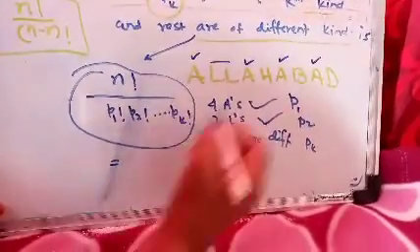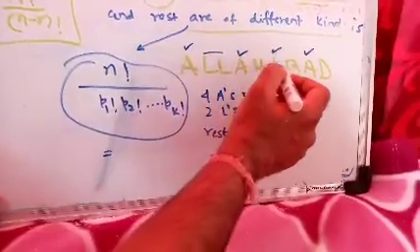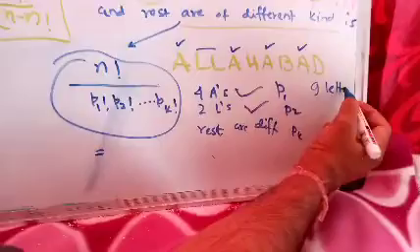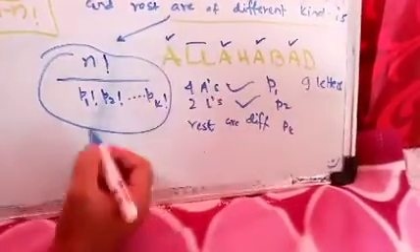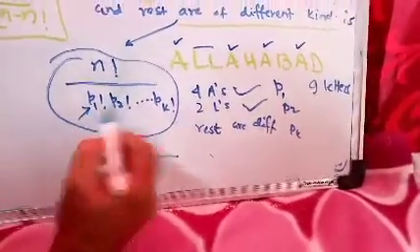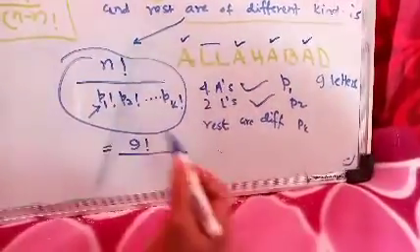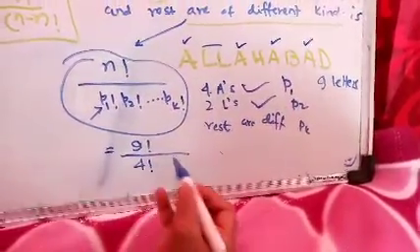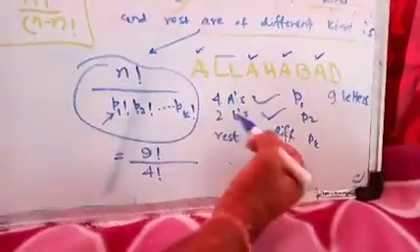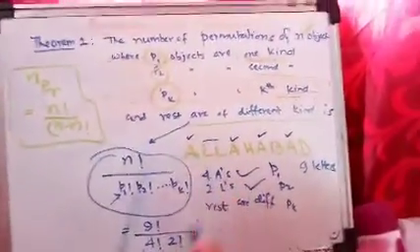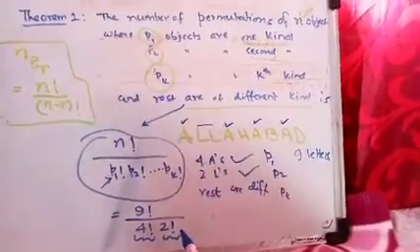So how many letters are there? 1, 2, 3, 4, 5, 6, 7, 8, 9. So we have 9 letters, right? So out of 9 letters, total 9, so 9 factorial divided by p1 factorial. How many letters are repeated? 4 letters are repeated, right? So we have to divide by 4 factorial. And then 2 L's are repeated, so you have to divide by 2 factorial. So you divide by 4 factorial because 4 A's are repeated, and 2 factorial because 2 L's are repeated, right?